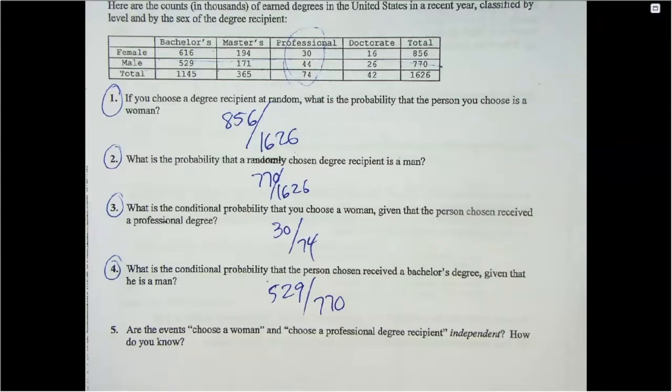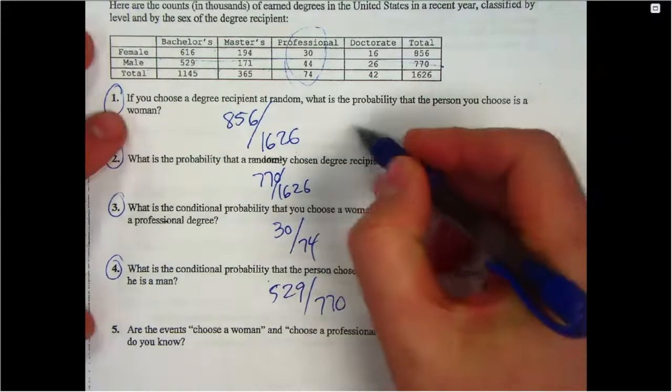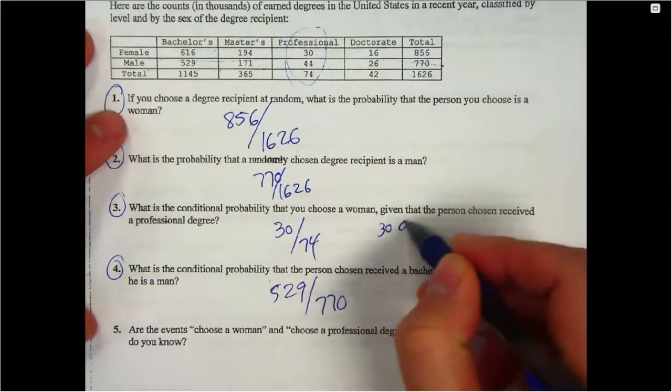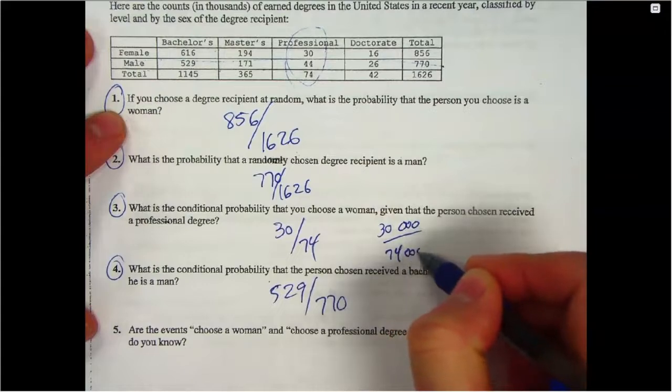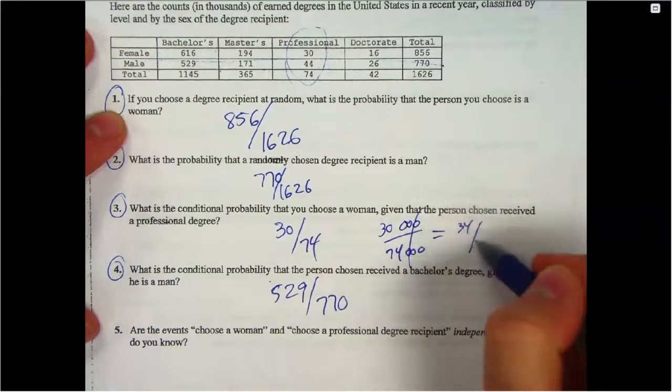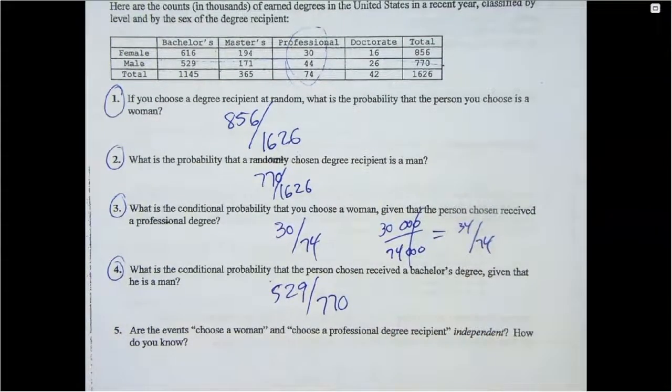Alright, so you got the right thousands. What do you mean? Oh, I didn't even notice them. Because if you want to say it's like 30,000 over 74,000, I would say, well, I just reduced it. So it wouldn't really matter, you know.